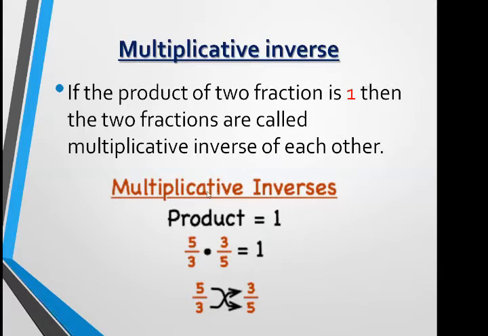Check this example. Here, this is example 5 over 3 dot 3 over 5. This dot represents multiplication. So 5 over 3 and 3 over 5 becomes 1. How? 3 ones are 3, 3 ones are 3. 5 ones are 5, 5 ones are 5. So the answer of multiplicative inverse always becomes 1. So these two fractions are multiplicative inverse to each other.